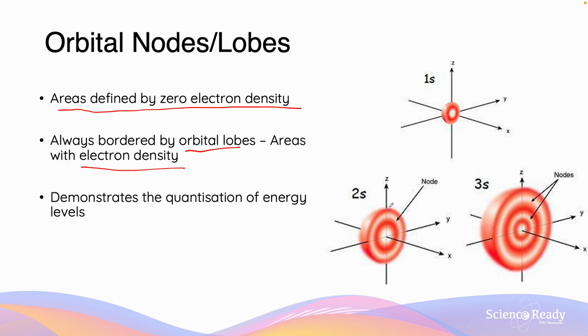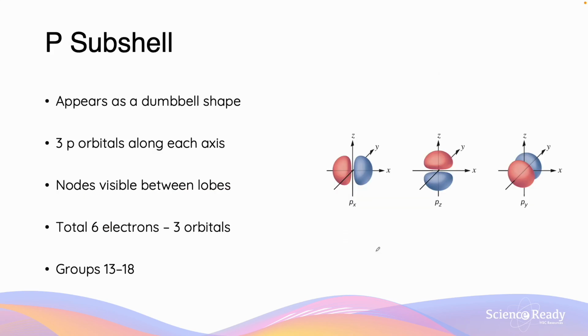With 2s, the 2s orbital is going to be on the outer side, and the electrons are going to be found anywhere here. Then the 3s orbital is on the outside, and it has the node which separates the 3s from the 2s and the 1s energy levels. So what is important about understanding nodes and the existence of lobes? It provides us evidence of the quantization of energy levels for each of the electron subshells.